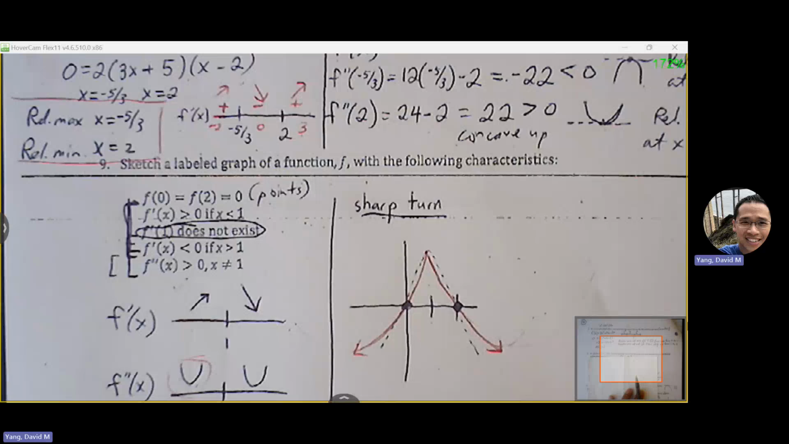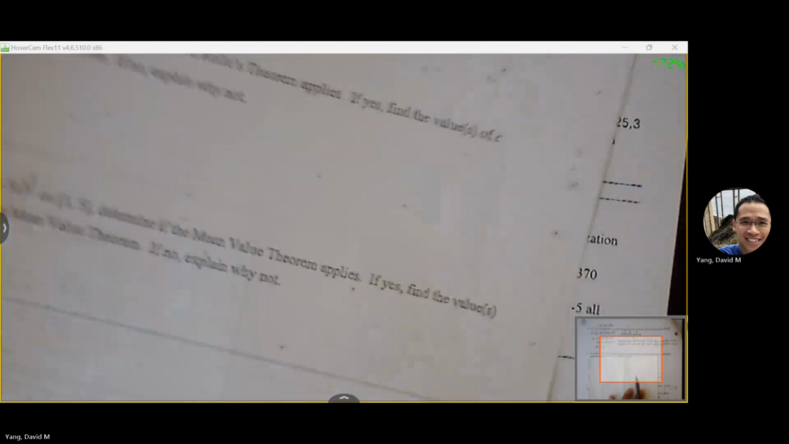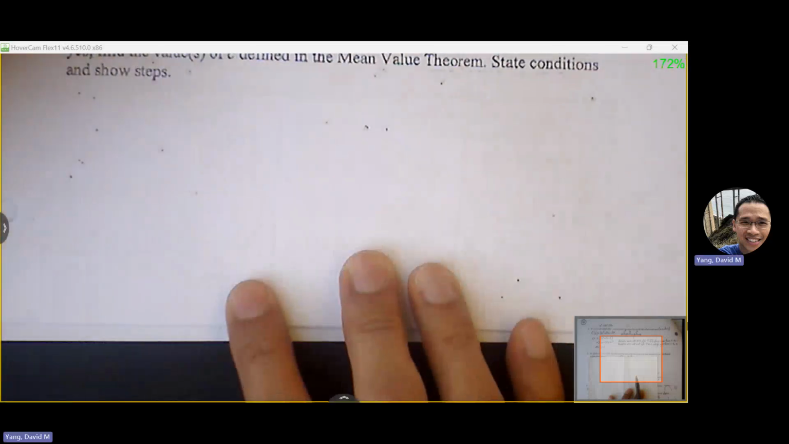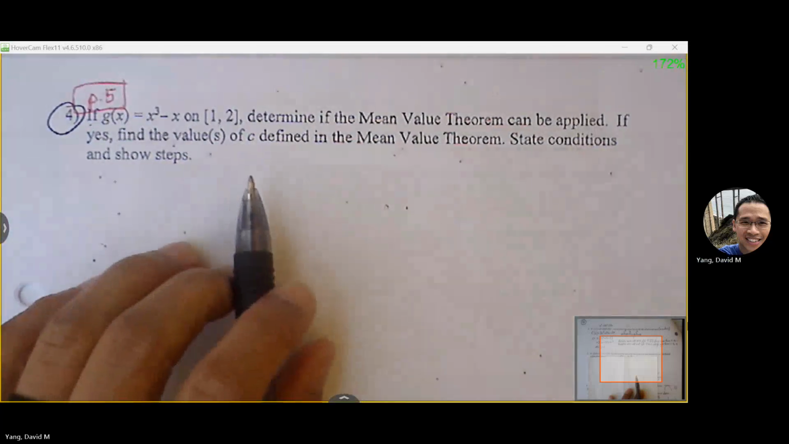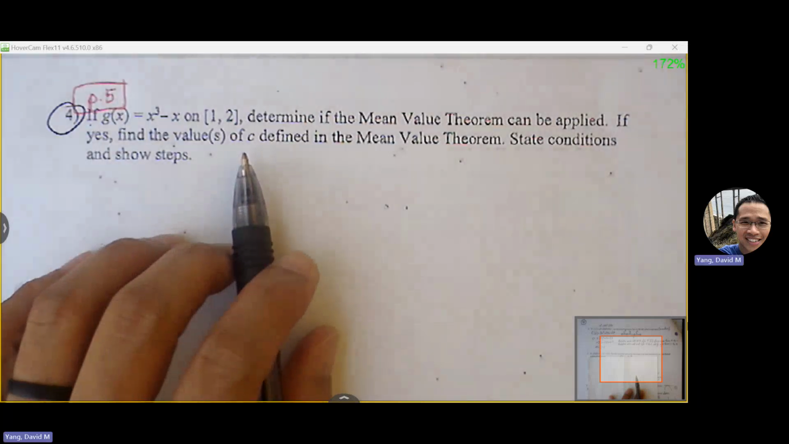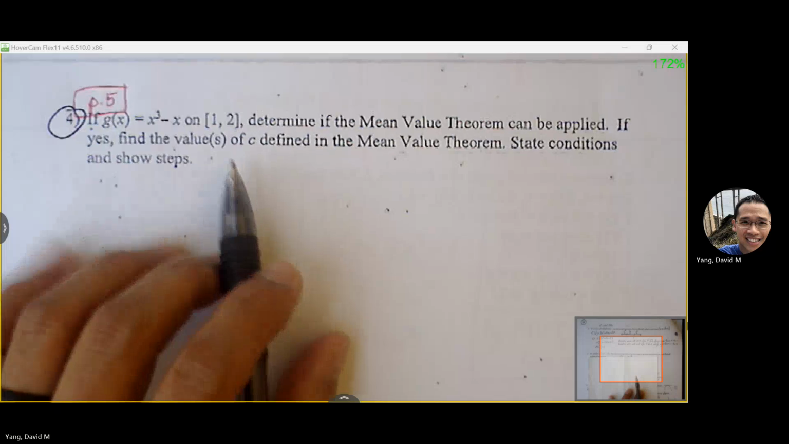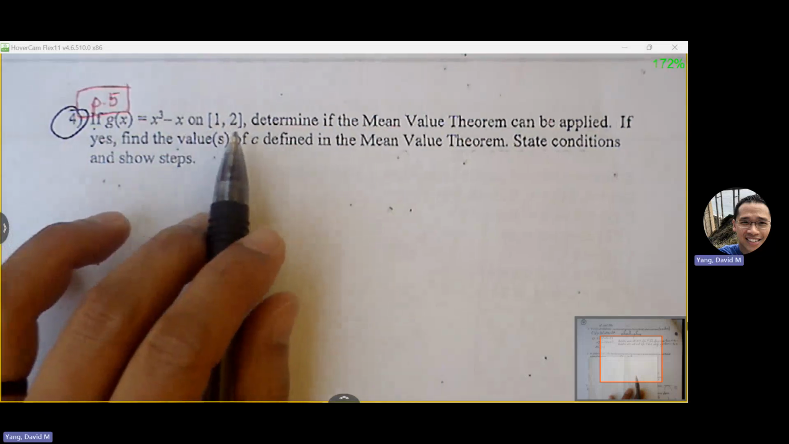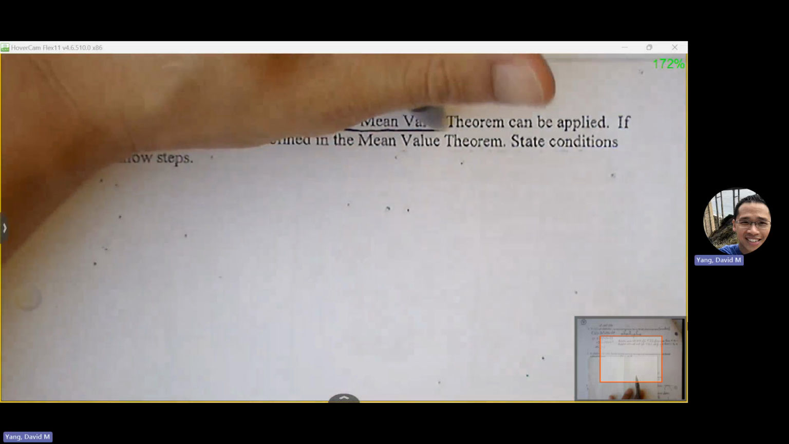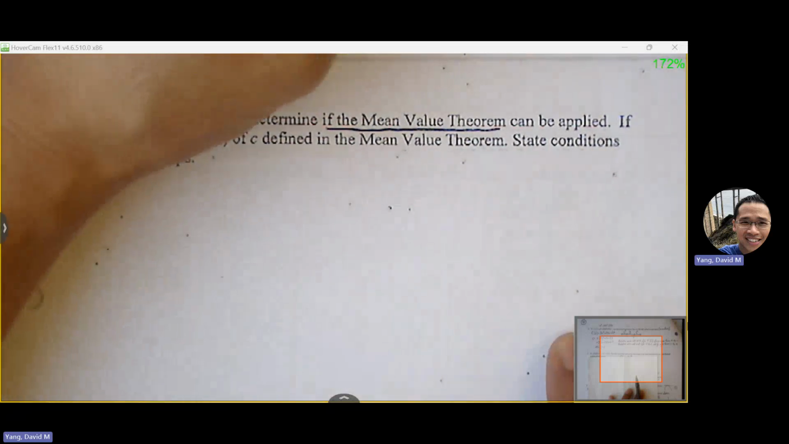Let's go to page 5, number 4. Have we done this yet together? No, okay. So this is page 5, number 4. It says if g of x is x cubed minus x on the interval from 1 to 2, determine the mean value theorem. So mean value theorem is trying to guarantee a slope, right? So here's a formula for mean value theorem.